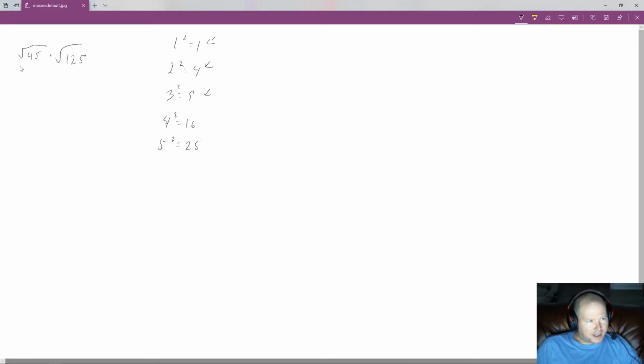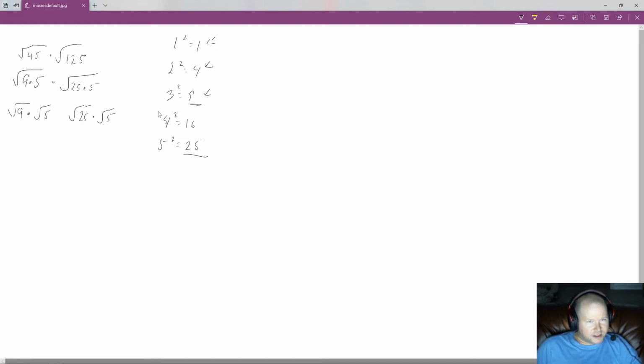and I can factor a 9 out of a 45. So I could say this is equal to 9 times 5. And over here, the 125, I could factor a 25 out of 125, and that gives me 25 times 5. Now, I can break these radicals apart at this point, so that would give me the square root of 9 times the square root of 5. And over here, this would be the square root of 25 times the square root of 5.